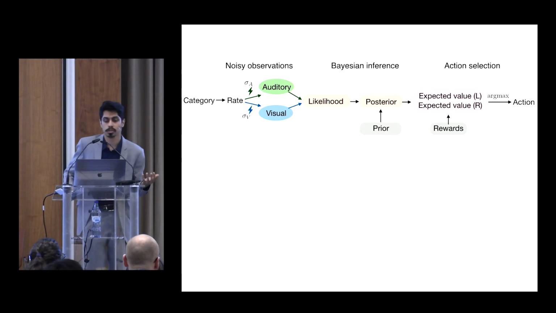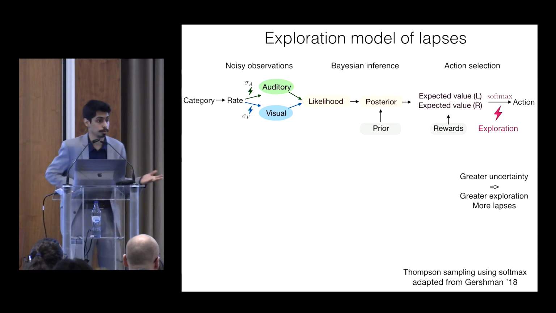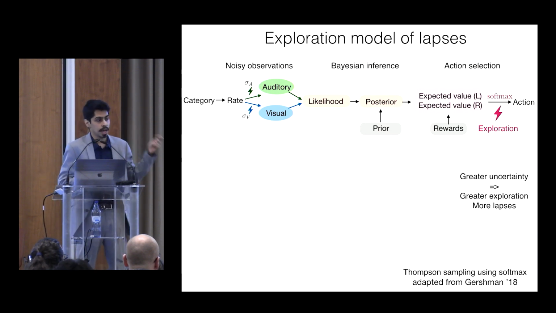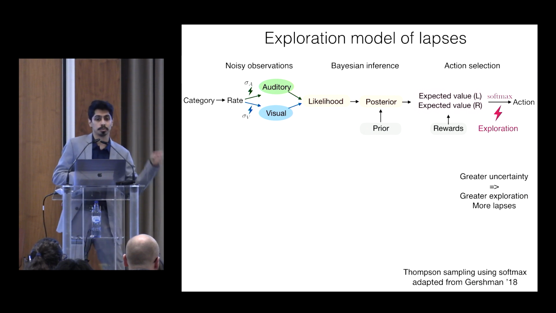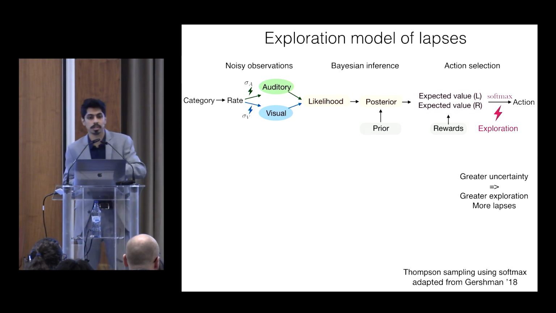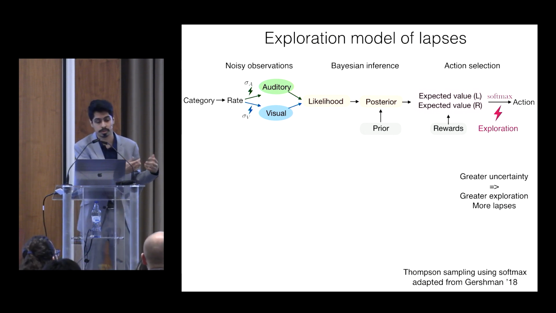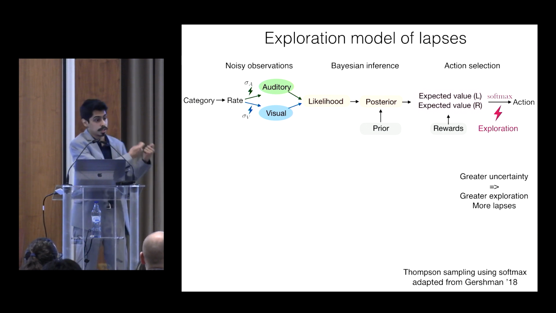So what we propose is that lapses can arise from exploration. That is, if the animal doesn't always pick the action with the higher expected value, but occasionally explores the action with the lower expected value, then that would give rise to lapses. And the animal might want to do this if it's uncertain about the expected values.